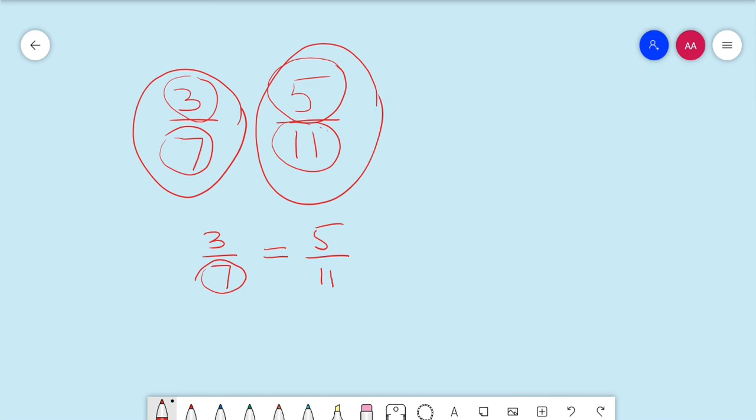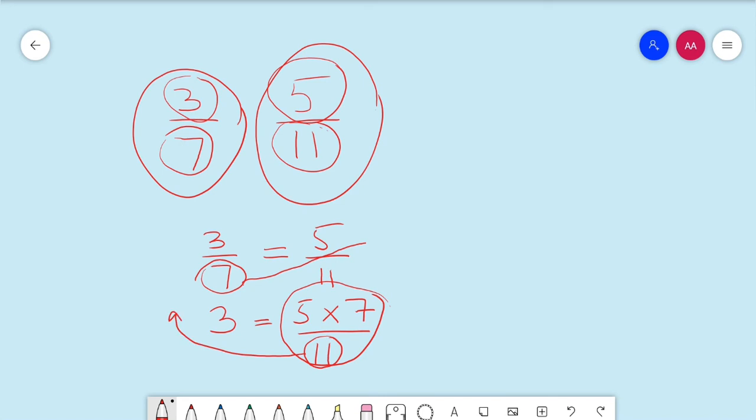So as we know, the 7 is divided here. When we move it to this side, it will be a multiplication. So 3 is equal to 5 times 7/11, right? Now we need to simplify this part as well. 11 is a denominator here, which is a divisor. So we need to move this to the other side, and when we move it there, it will be multiplied. So it's 3 times 11 is equal to 5 times 7. So 3 times 11 is 33, and 5 times 7 is 35.